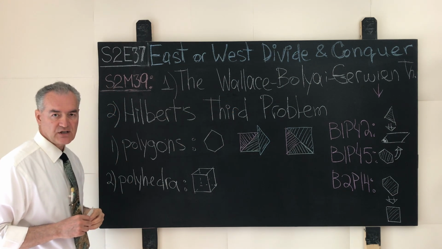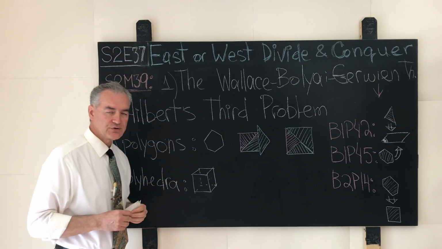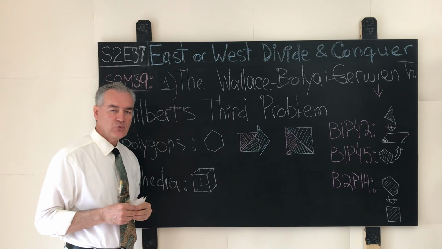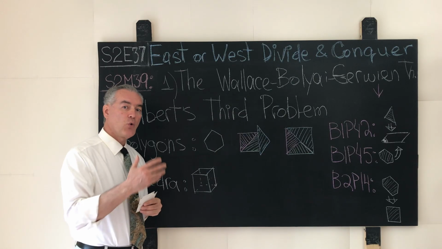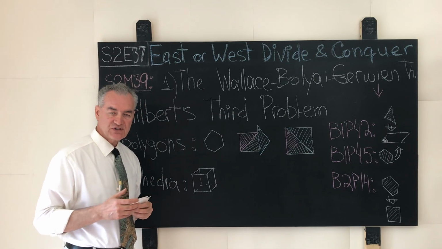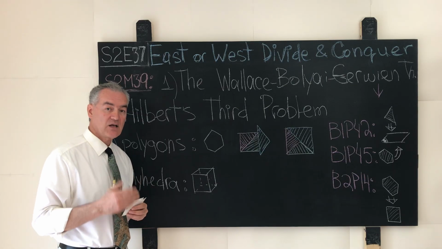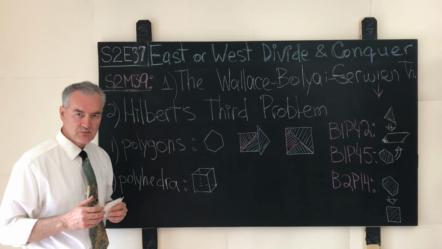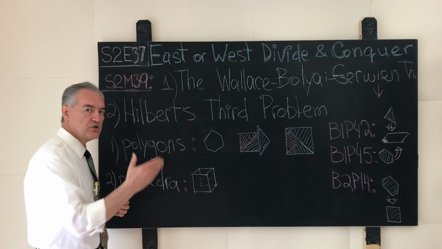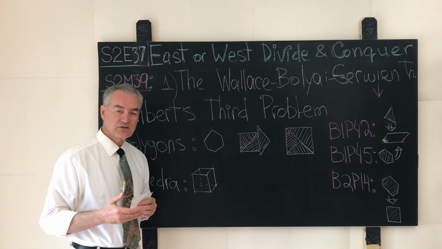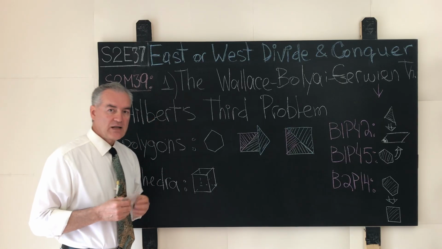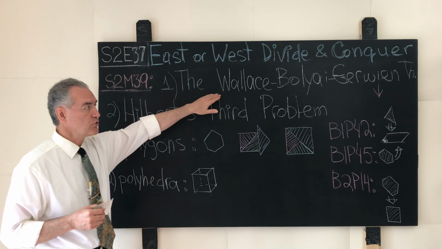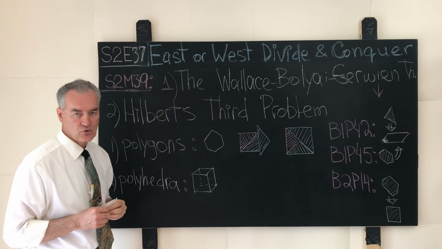And it turns out that the question that the Wallace-Bolyai-Gerwien theorem answers is the following. Let's say we take two polygons, and the question that we pose is: is it possible to cut one of these polygons with scissors into a finite number of smaller polygons in such a way that these smaller polygons can be rearranged into the second polygon and possibly conversely.